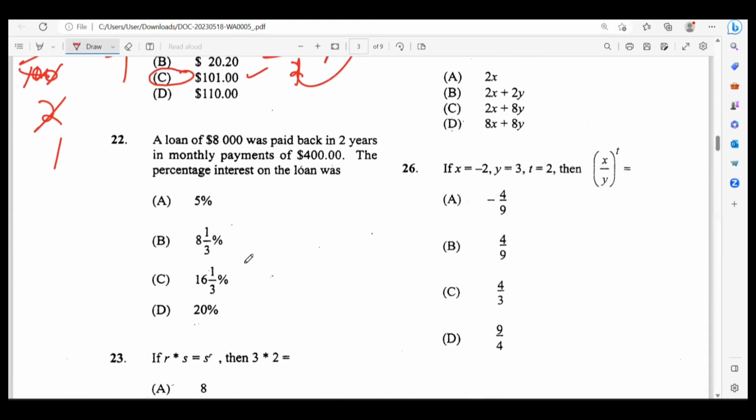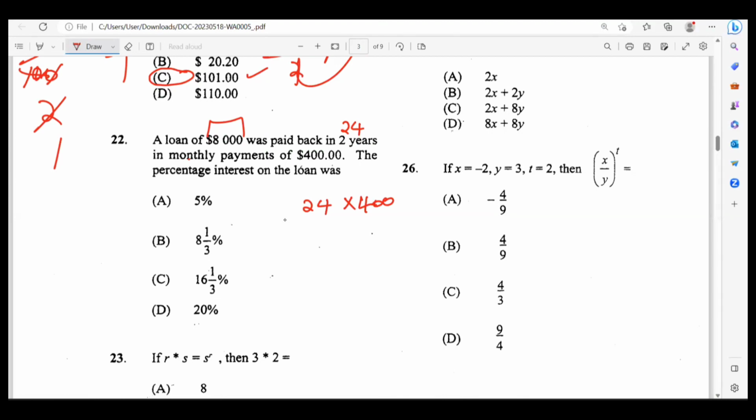22. A loan of 8,000 was paid back in 2 years in monthly payments of 400. The percentage increase on the loan was. Now, in order to do this, you need to know. So there was $8,000, but it was paid back in 2 years monthly. So you want to know how many months in 2 years? 24. So basically then you're suggesting that we paid 24 payments of 400. You want to find out what that total is. 24, that looks like 960. I'm seeing a 9,600 by looking at that.